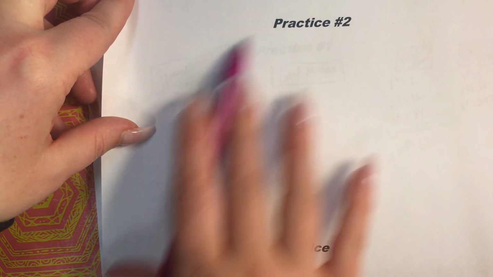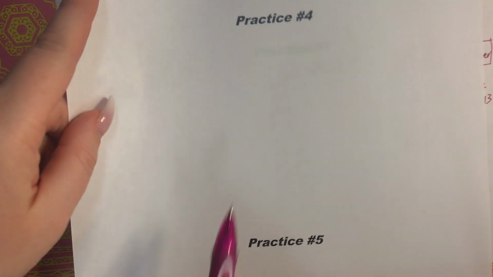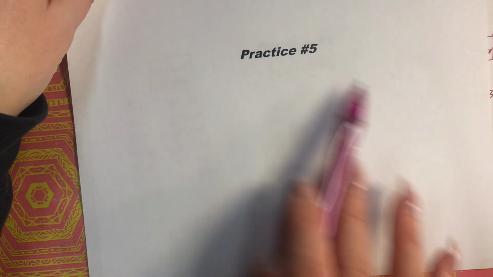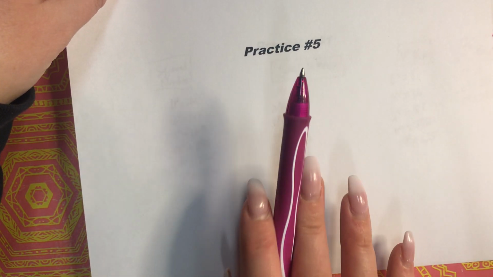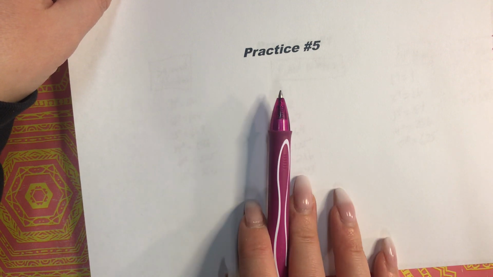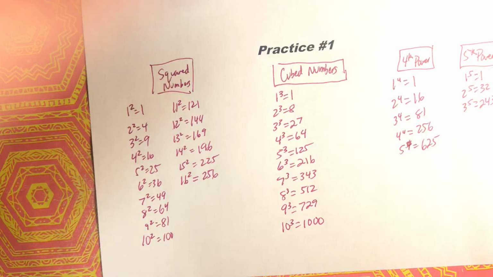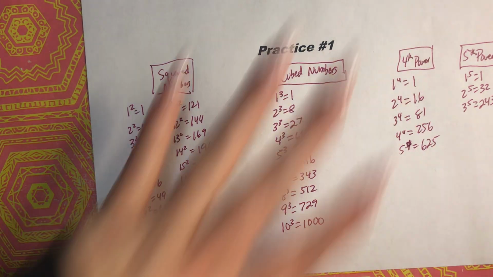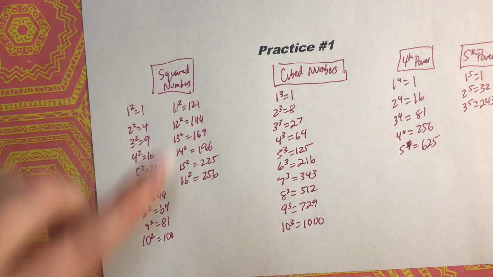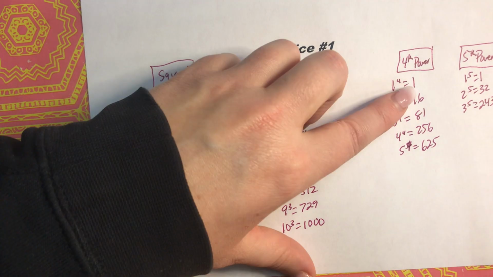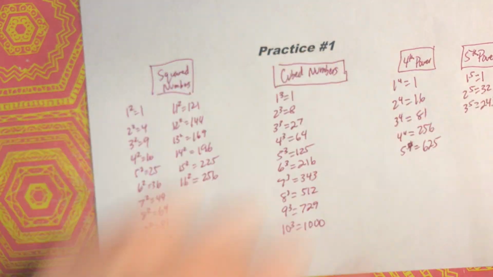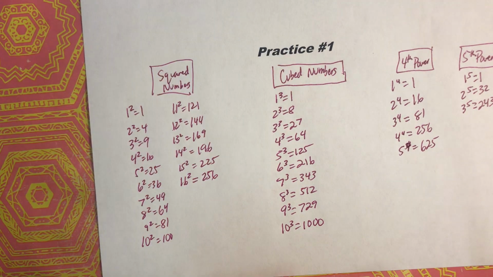I want you to do the same thing for practice 2, the same thing for practice 3, and the same thing for practice 4. Now when it gets to practice 5, I want you to wait and pause because we are going to race, you and me, okay? But first I want you to do practice 2, 3, and 4, and you're going to do exactly this. You're just going to do the same thing, okay? We're trying to memorize these squared numbers, memorize these cube numbers, memorize these numbers to the 4th power, and memorize them to the 5th power. And if we just keep writing them over, we're going to commit that to memory.